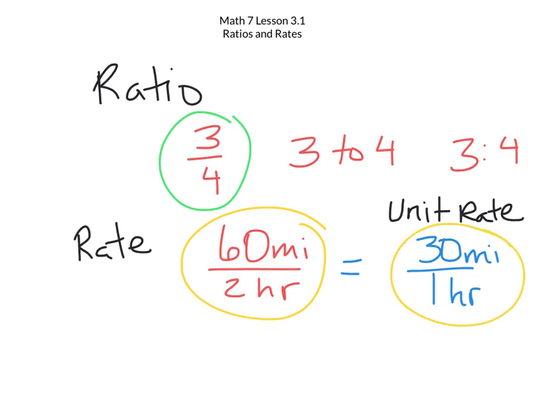When you hear unit rate, you always have to have the denominator as 1. When you hear rate, the denominator doesn't have to be 1. It just gives you a measurement of one thing compared to another measurement. This is what you're going to be dealing with your whole lesson. All right, so let's move on to example 1.